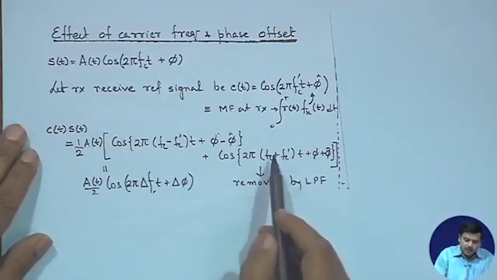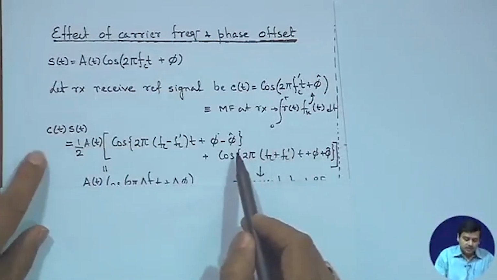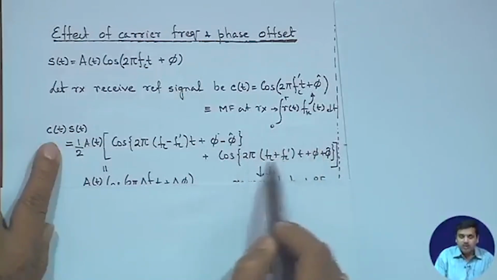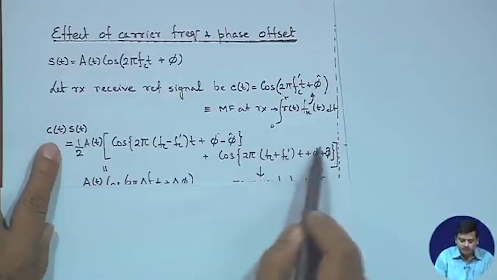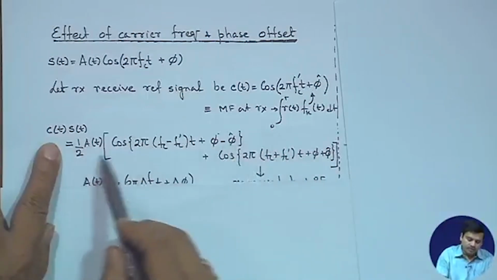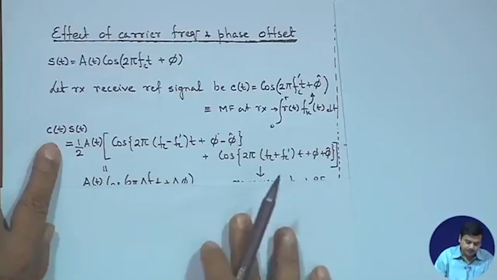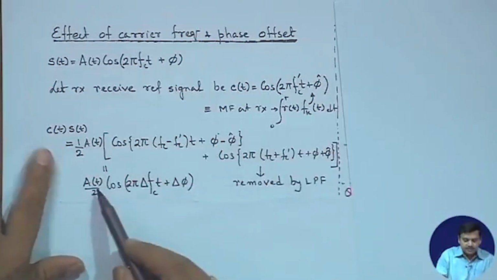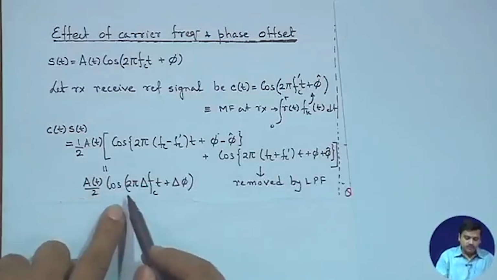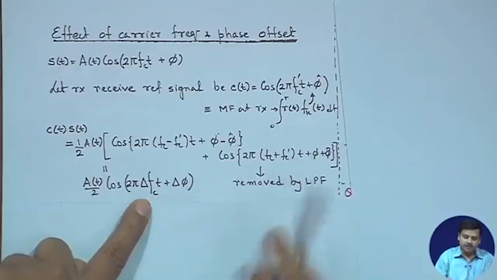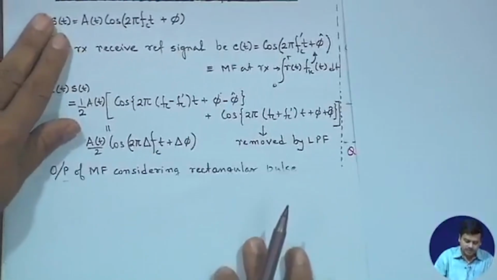So, now if you pass this signal, this particular product, through a low pass filter, the component having twice the frequency can be filtered off, right. So, what we will have available is this particular signal part. That means, we could write it as AT upon 2, this is the coefficient, cos 2 pi delta f c plus delta phi. So, we can filter this off because it is at twice the frequency.